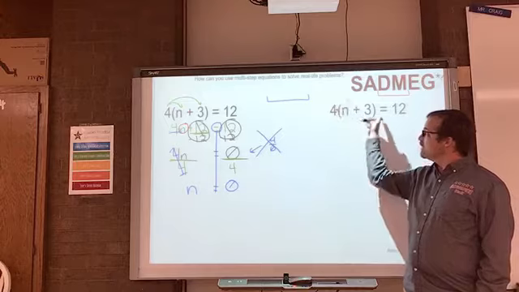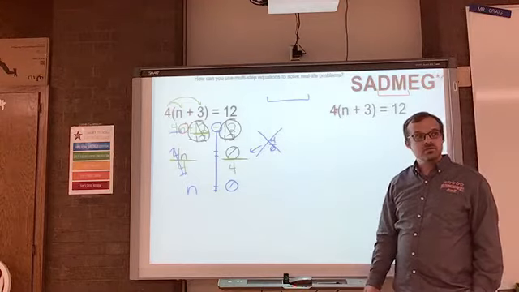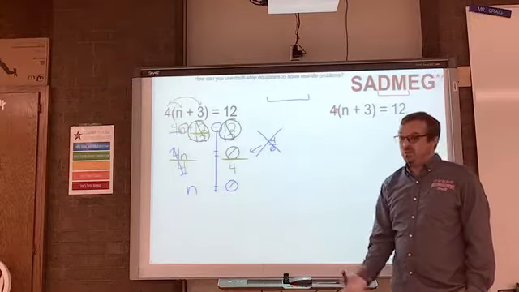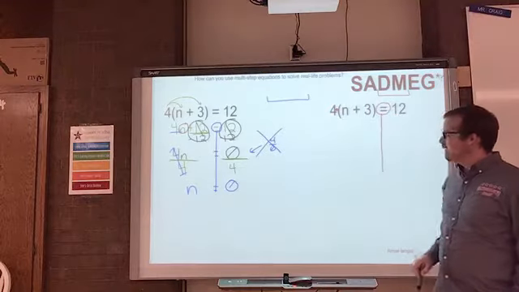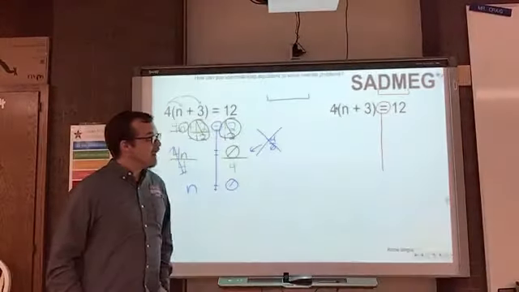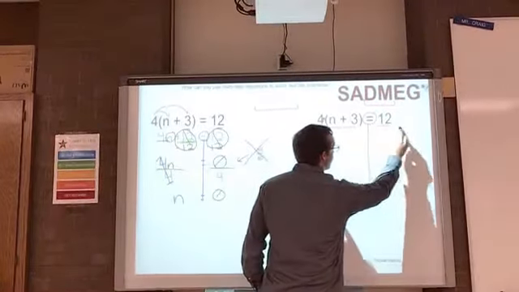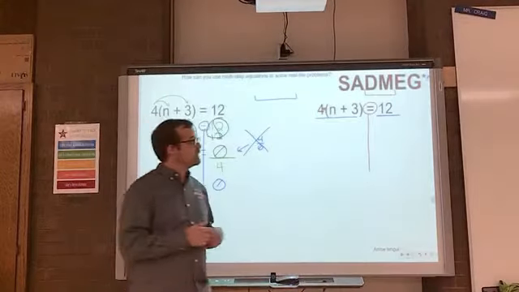So instead of distributing, how can I undo multiplying by 4? Divide. But what am I going to have to do when I divide? Divide both sides. So what do I need? A lollipop, to remind me. So I've got a lollipop here, and now I'm going to divide both sides by 4. Make sure that you divide everything on both sides by 4.